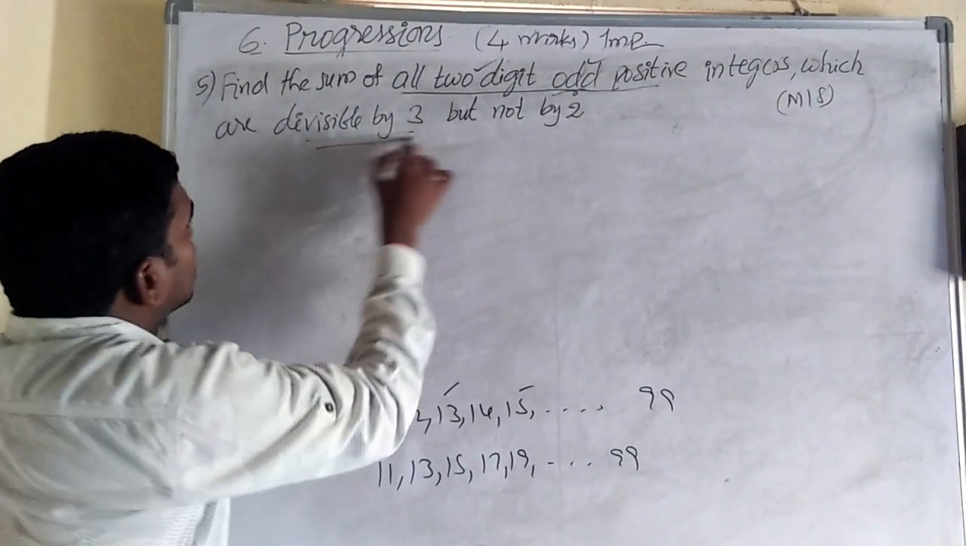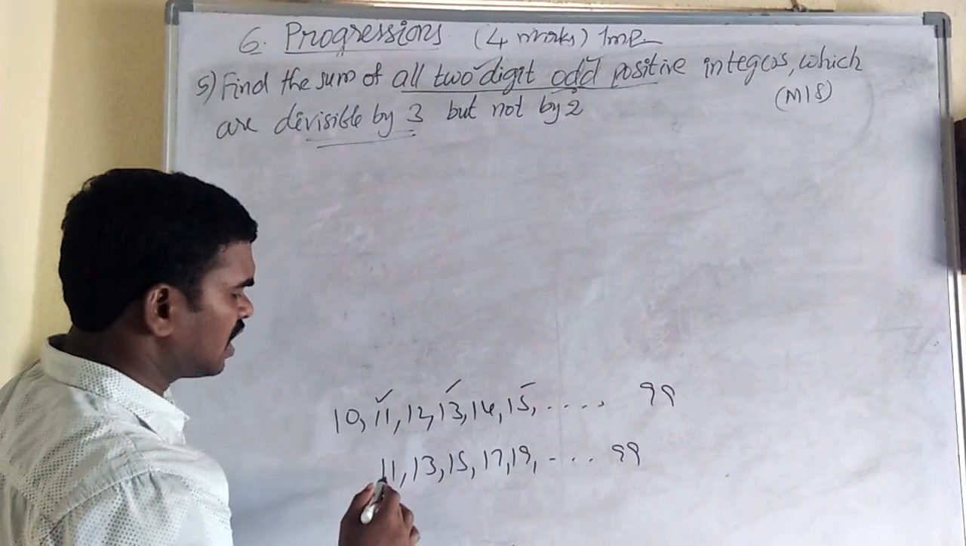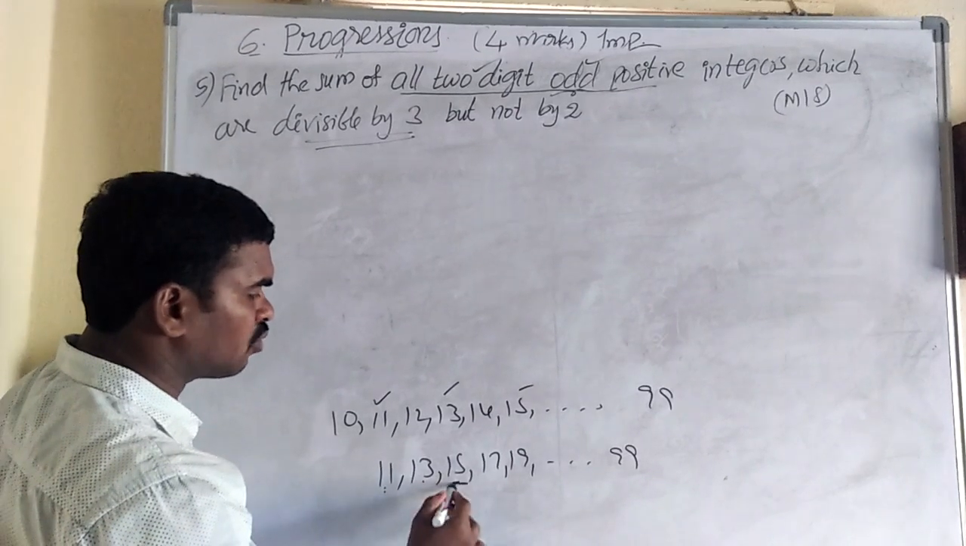Next, which are divisible by 3? In this, which are divisible by 3? 11 doesn't come in the 3 table, so it is not divisible by 3. 13 is not divisible by 3. 15 is divisible by 3.